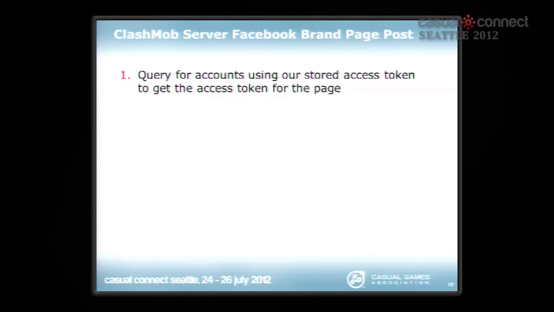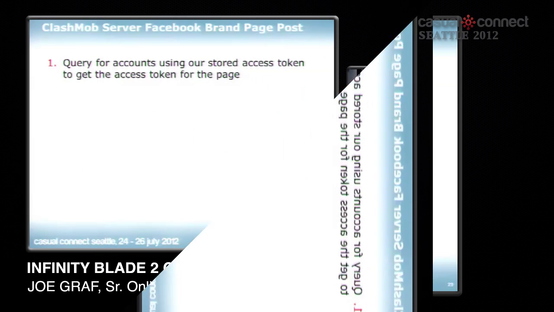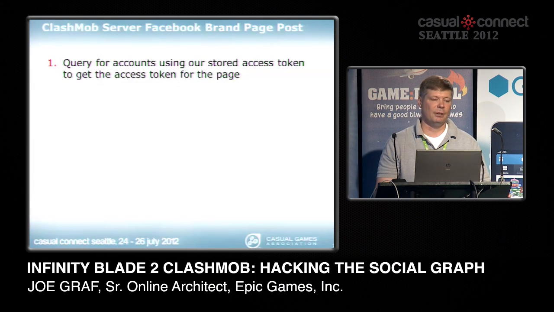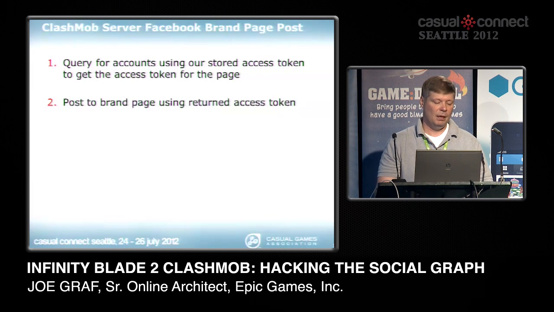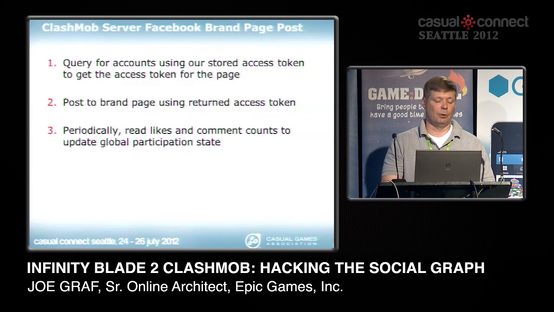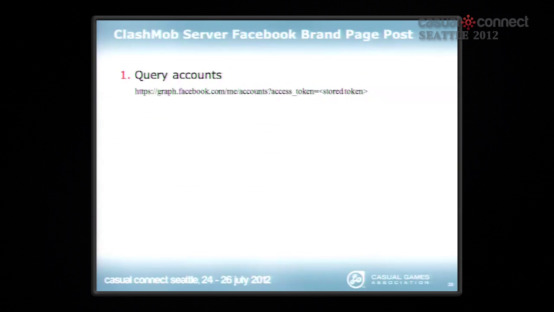So once you have that, you can start trying to post and read the results from the brand page. To do that, you need to find all the accounts that the authorized user has permissions for. When you do that, you can search through that list of accounts to get the brand page access token. And once you have that, then you can start posting, and you can start reading the likes and comments from that page.